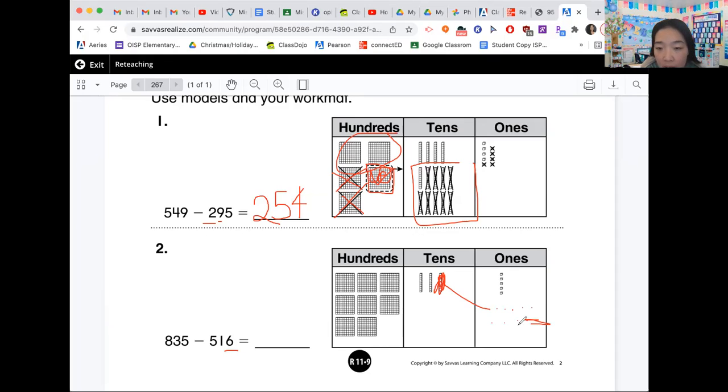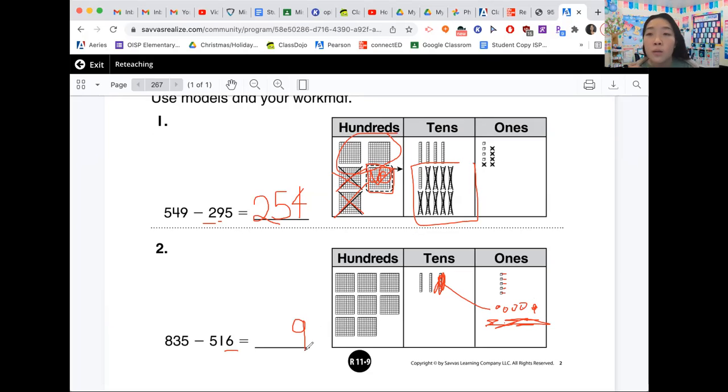So I'm gonna take away these 5 and then this one. So I only have 1, 2, 3, 4, and then these ones, 5, 6, 7, 8, 9. Okay, I have 9 ones left. So I'm gonna write the 9 here. All right, I did step 1.